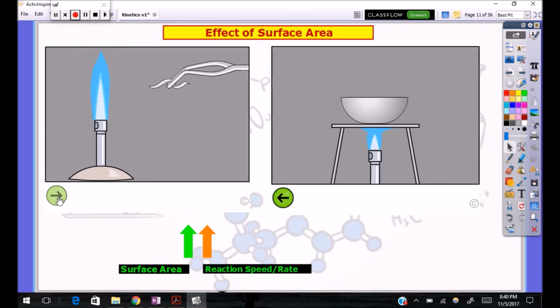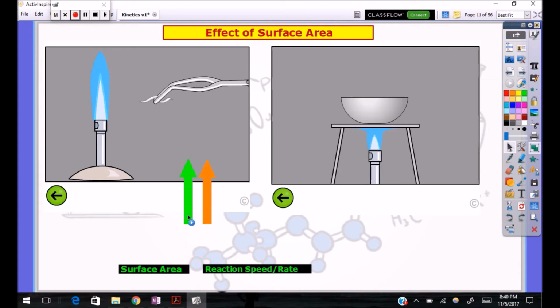This one, we've got a full, if I was to count, it's probably like 4 or 5 seconds at this point. Okay, so surface area. Surface area has the same relationship. As surface area goes up, the reaction speed or the rate also goes up. All right.